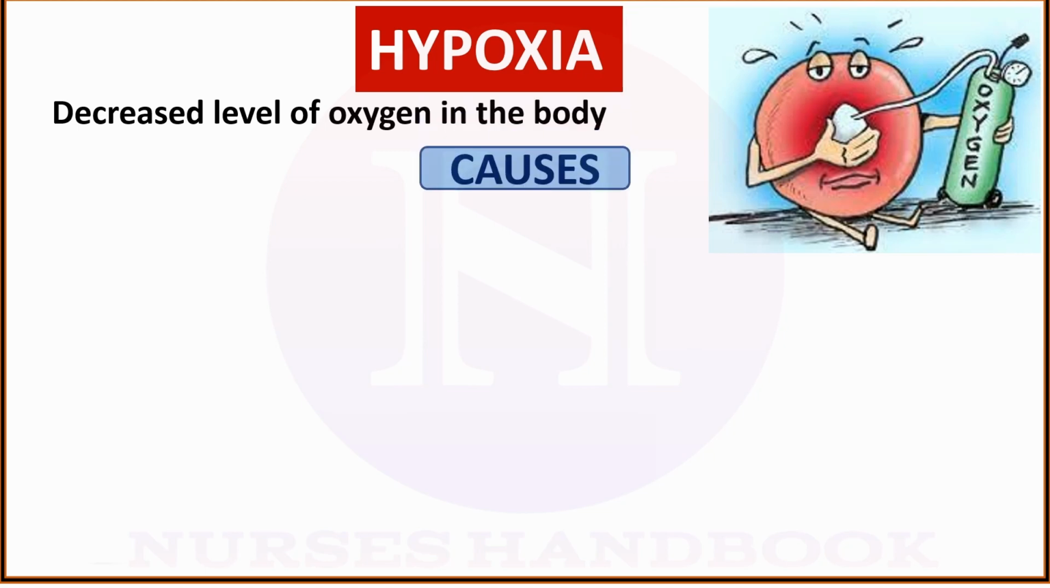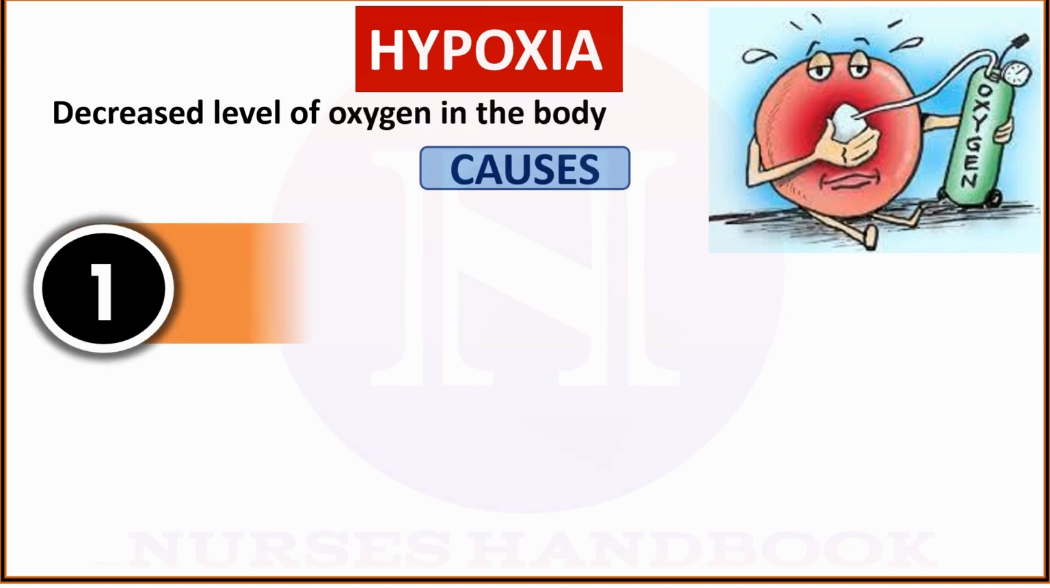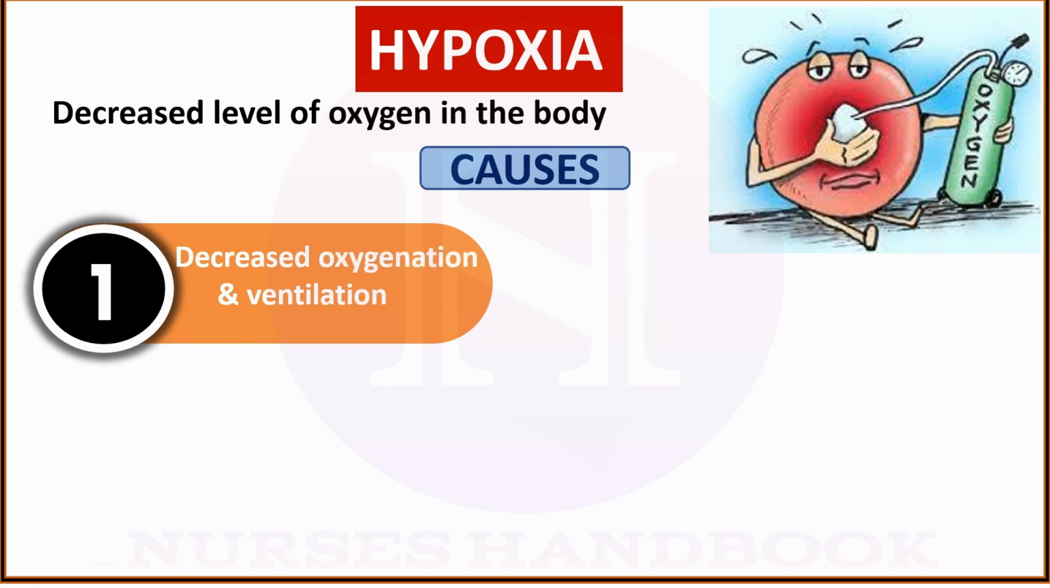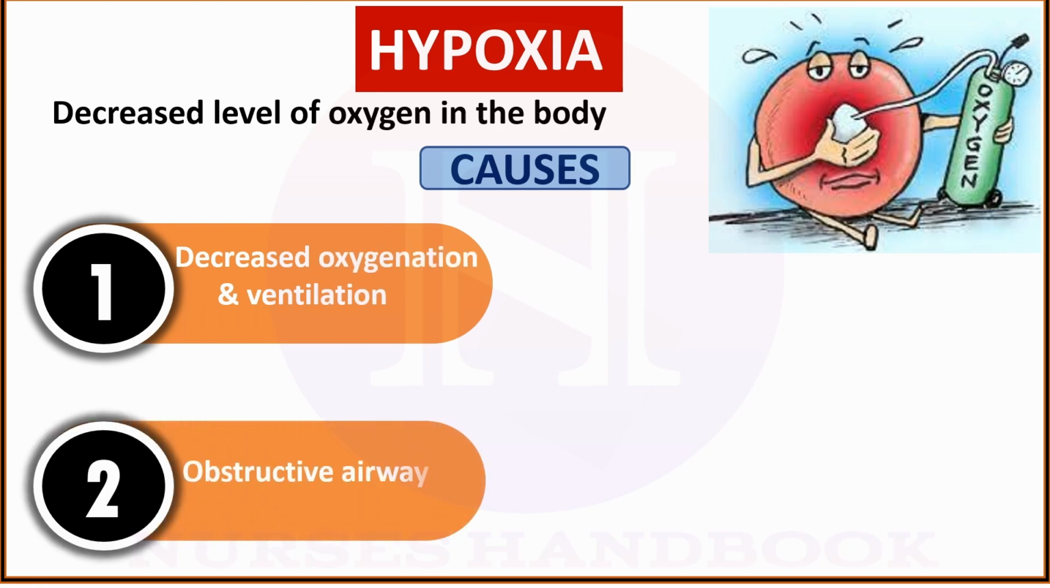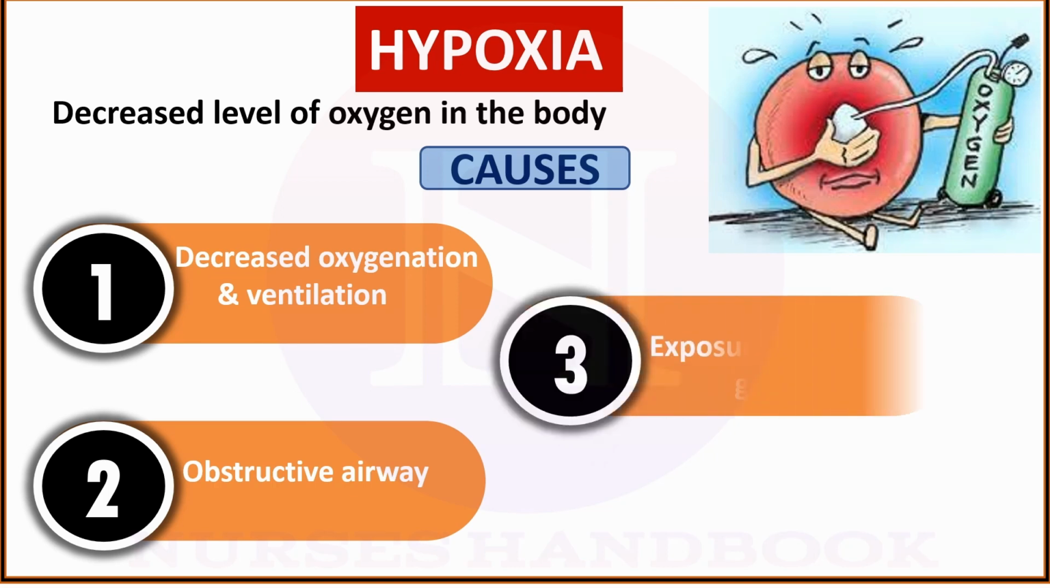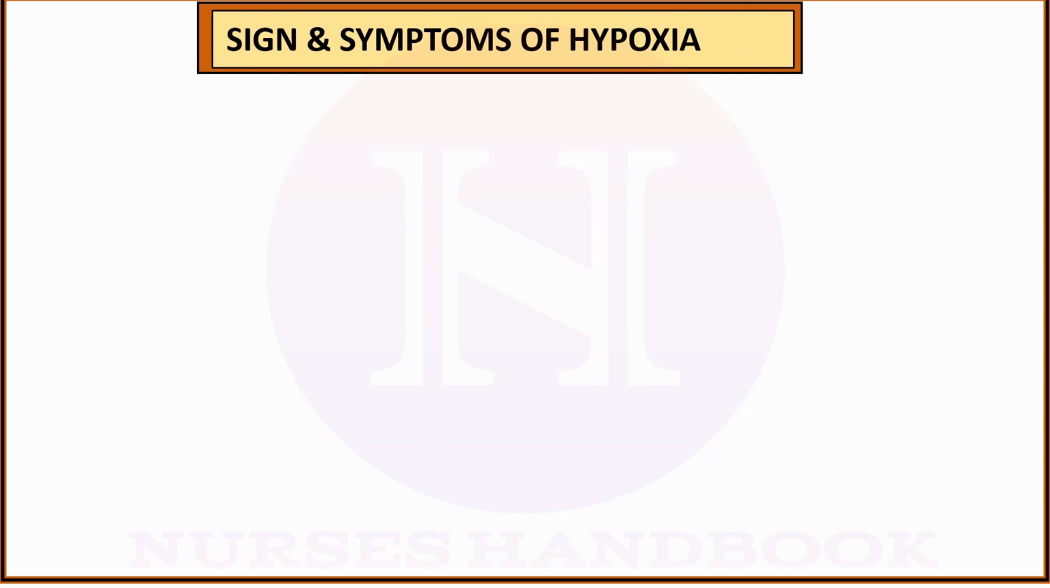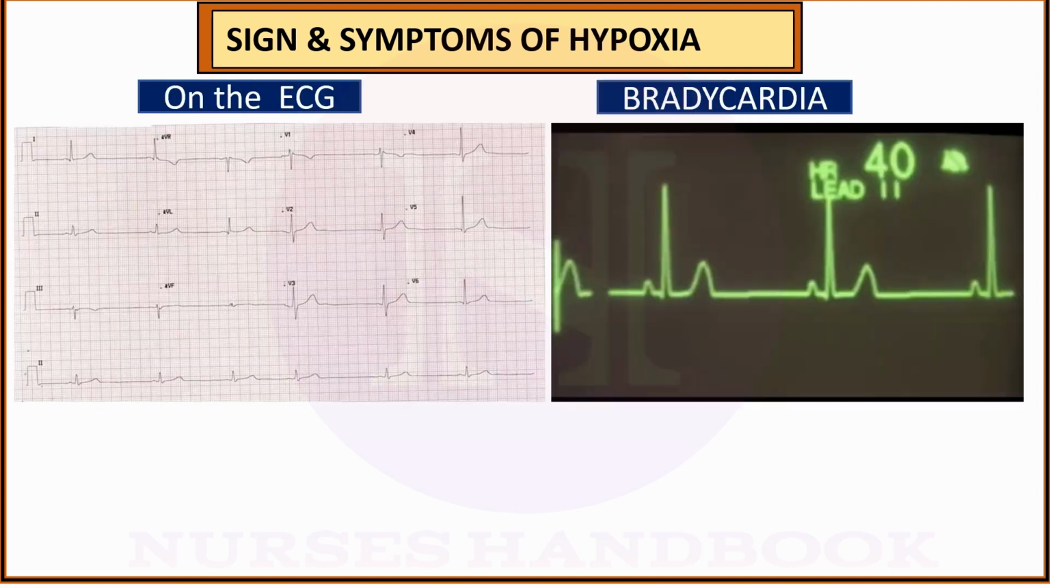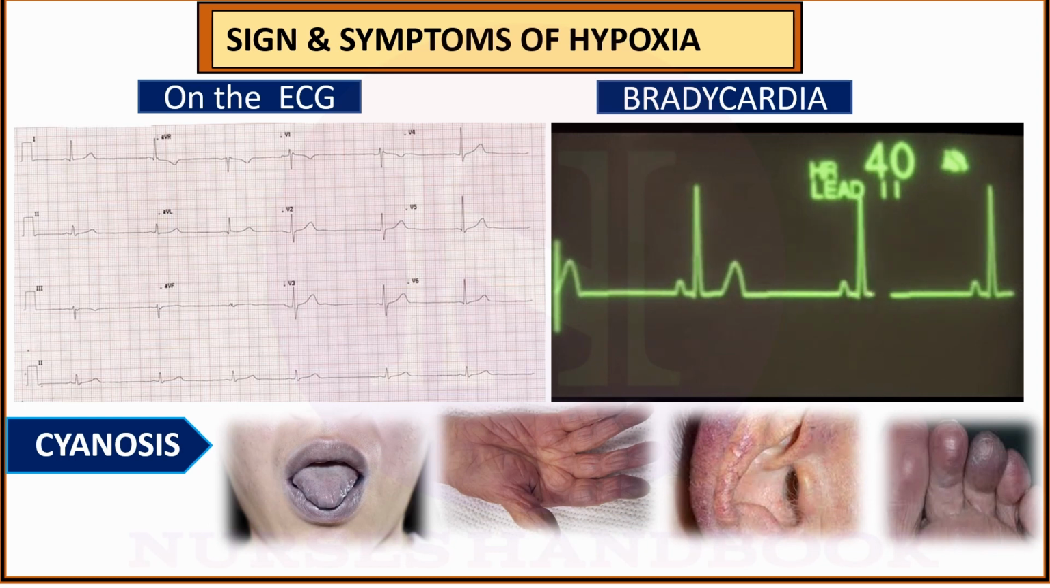Now let us see the different causes of hypoxia. First is decreased oxygenation and ventilation. Second is obstructive airway. And third is exposure to certain gases. All these causes can lead to symptoms like restlessness, anxiety, disorientation, confusion. And one may find a bradycardia on the ECG and low SpO2 levels. Cyanosis can also be seen in patients, that is, bluish discoloration of lips, palms, pinna of the ear, feet, etc.